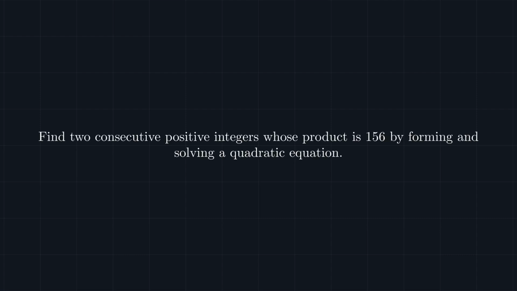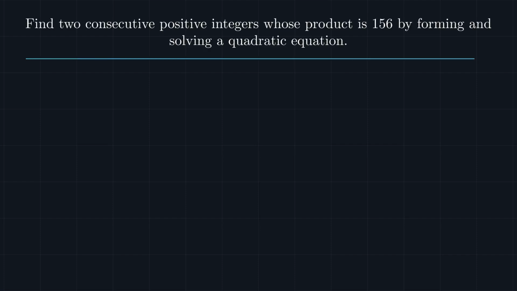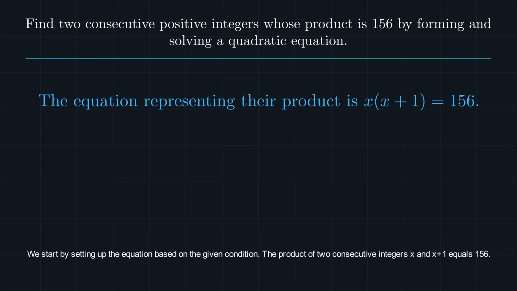Find two consecutive positive integers whose product is 156 by forming and solving a quadratic equation. We start by setting up the equation based on the given condition. The product of two consecutive integers x and x plus 1 equals 156.